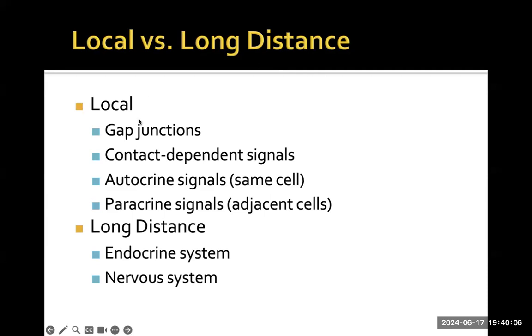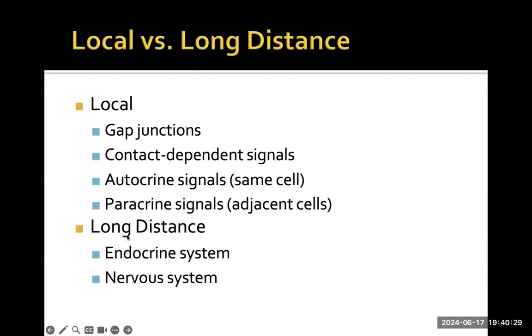Local means that they're going to happen close to the site. So through things like gap junctions, contact-dependent signaling, autocrine signals, or paracrine. So autocrine, auto means same. So autocrine signals are going to be of the same cell, right? And then paracrine is going to be, para means around. So these signals are going to go to cells that are right around the cell that released the signal.